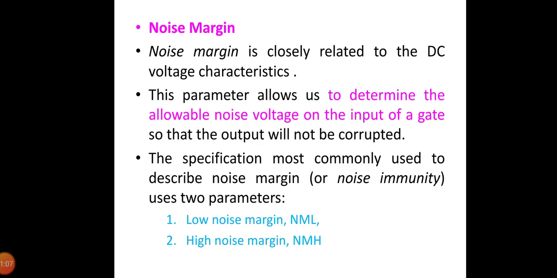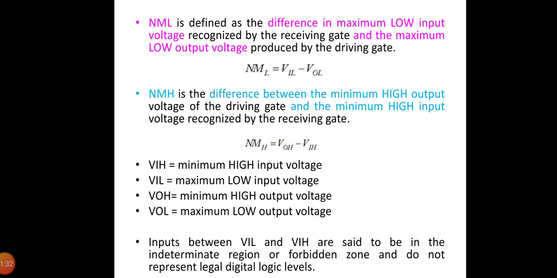So here the noise margin is closely related to the DC voltage characteristics. This parameter allows us to determine the allowable noise voltage on the input of a gate, so that the output will not be corrupted. The specification most commonly used to describe noise margin uses two parameters. One is low noise margin and the other one is high noise margin.